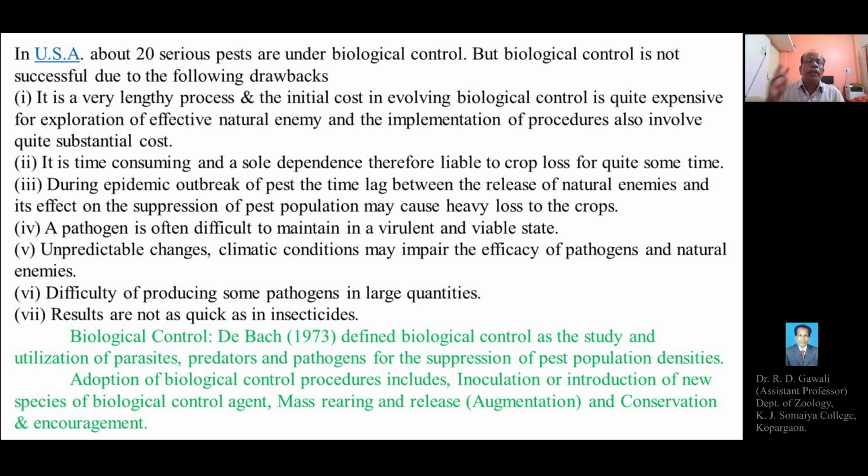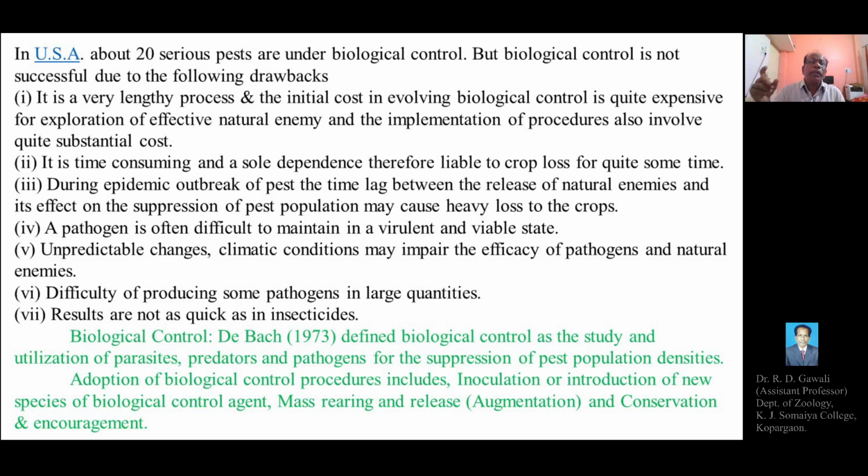So this is an extensive process to find out the effective natural enemies, and its implementation procedure is also expensive. Then it is time consuming and sole dependence, therefore liable to crop loss for quite some time. So due to the time consuming process, this may lead to the loss of the crop due to the attack of the pest.